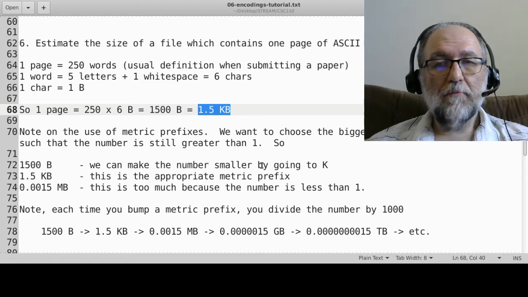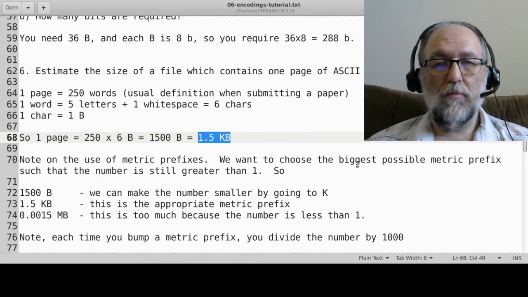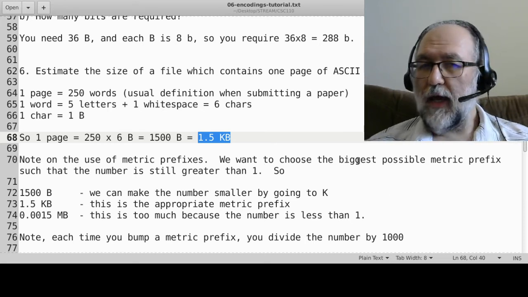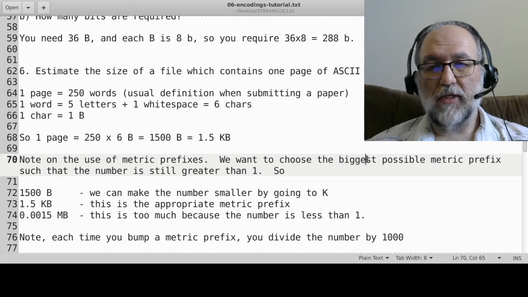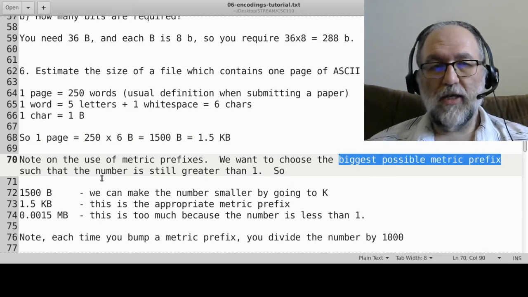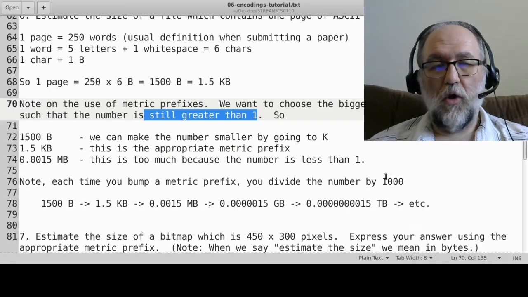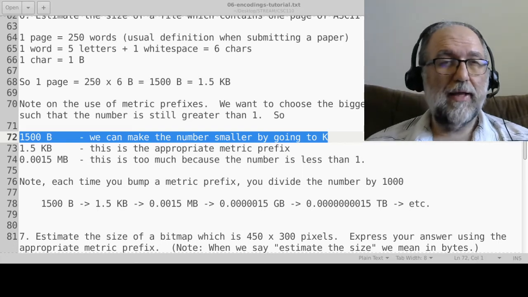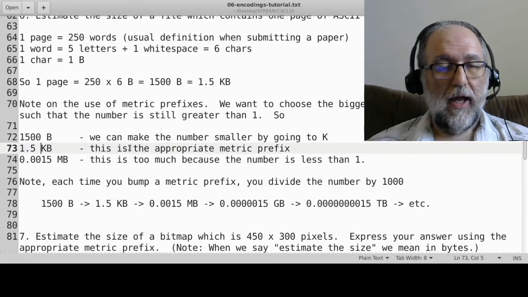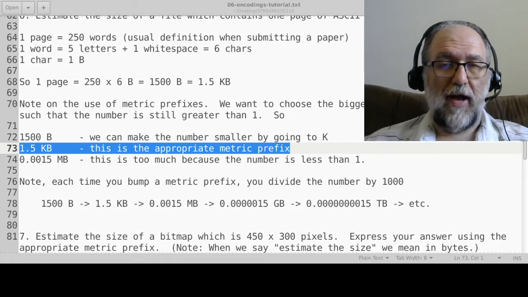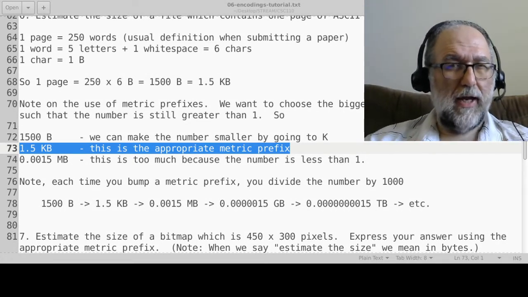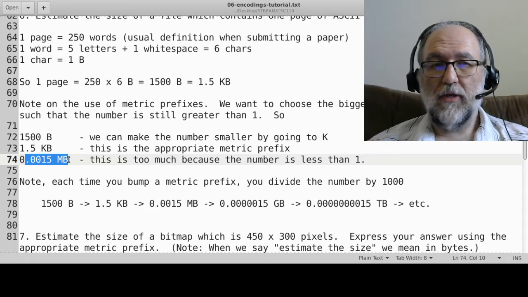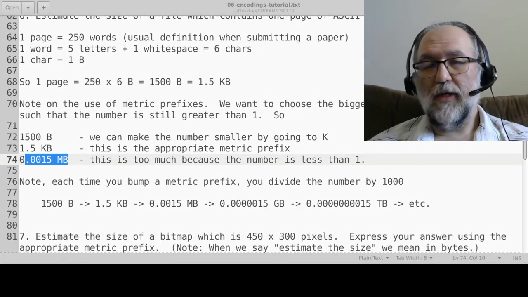So how do you know how far to go? Because you could say, well, could I divide by 1,000 again? Basically the rule is something like this to get your appropriate metric prefix. It's the biggest possible metric prefix such that the number is still greater than 1. So we started with 1,500 bytes. If you divide by 1,000, you get 1.5 kilobytes, and that's okay because you're still at 1.5, which is bigger than 1. If you were to divide by 1,000 again, you would get 0.0015 megabytes, and that's too much because now your number is less than 1.